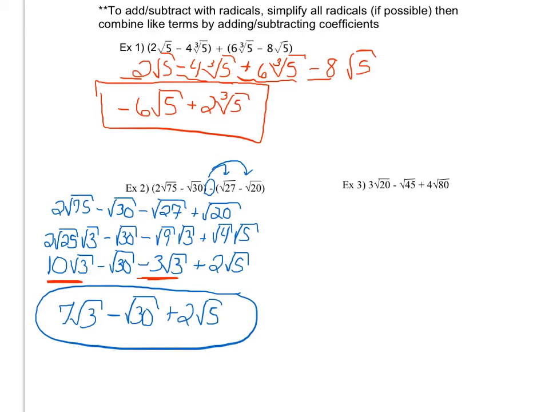Example 3 would be a great one for you to pause the video and try on your own. All right, now that you've had a chance to try one, let's go ahead and see how you did.